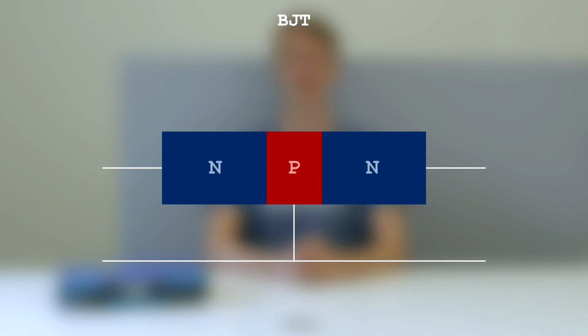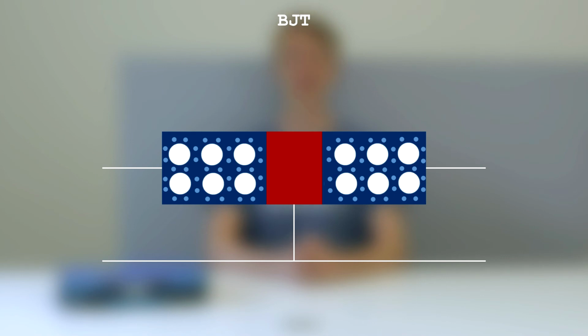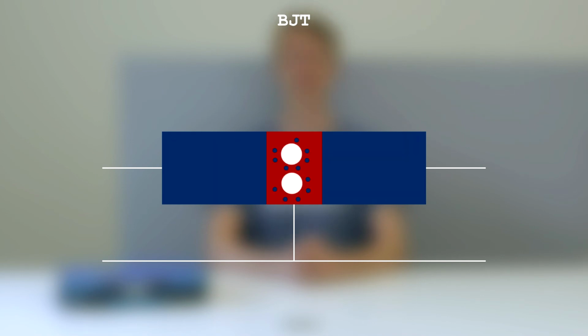An NPN-type bipolar transistor consists of two N-type semiconductors which are separated by a P-type semiconductor. Remember that N-type semiconductors have excess electrons and P-type lacks electrons. The base terminal is connected to the P-type semiconductor and the emitter and collector to the N-types.